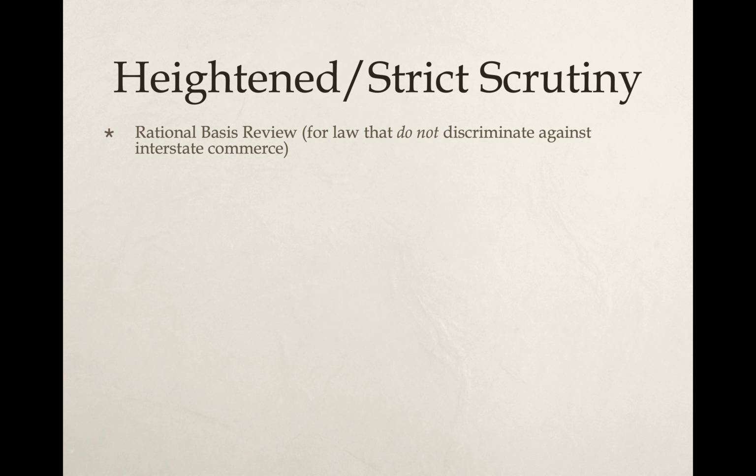And the first level of scrutiny, I think a better title for this slide would just be levels of scrutiny, because I want to explain both levels of scrutiny, rational basis and then heightened scrutiny. So rational basis, the court will apply to laws that do not discriminate against interstate commerce, state laws that do not discriminate against interstate commerce. And the court will simply ask, does the legislature have a good reason for passing the statute?